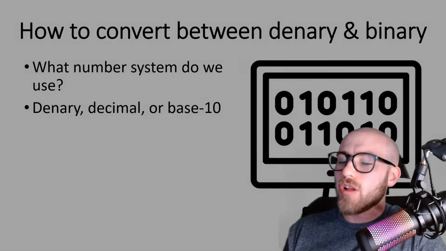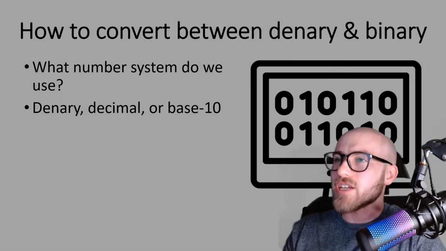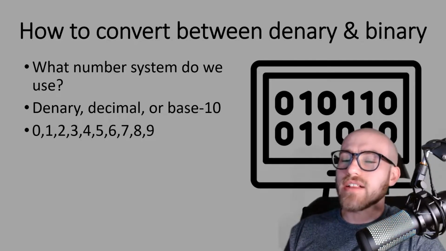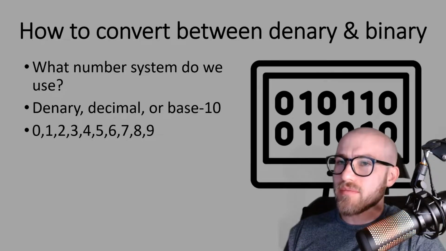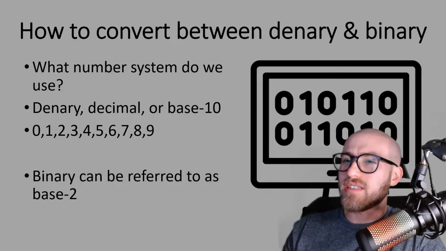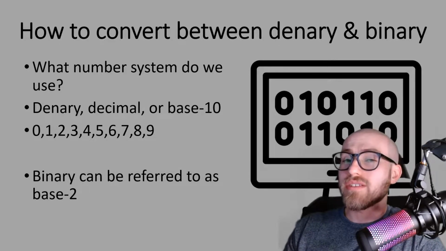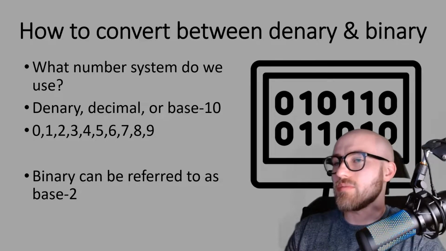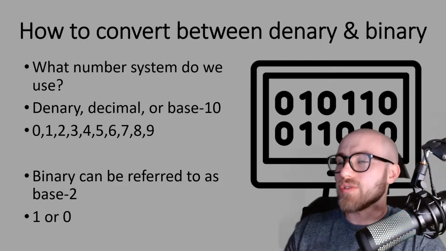Now the reason it gets called base 10 is probably the most accurate name for it, and that's because we use 10 different values in our number system. So we've got from 0, 1, 2, 3, 4, 5, 6, 7, 8 and 9. Now the binary number system can be referred to as base 2, and that's because it's only got two different values that it can possibly be, which is a 1 or a 0.